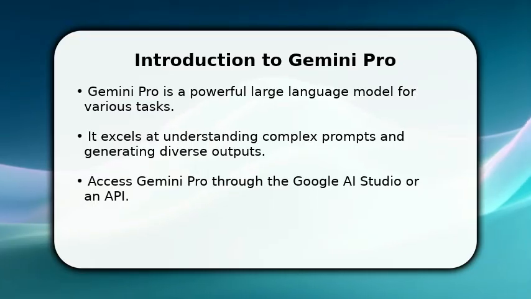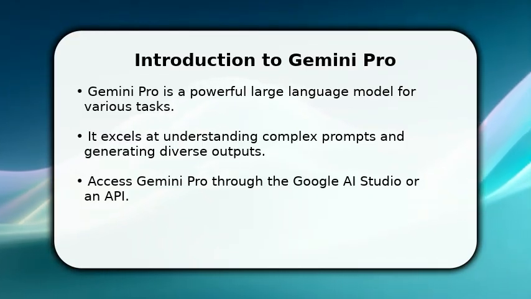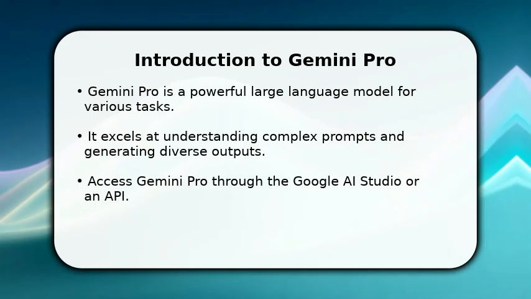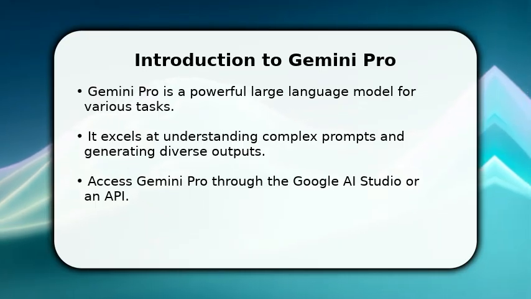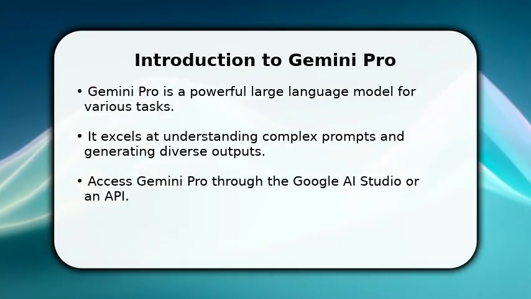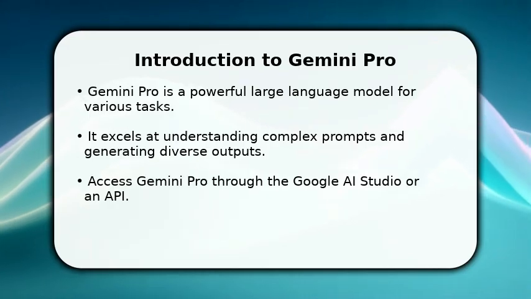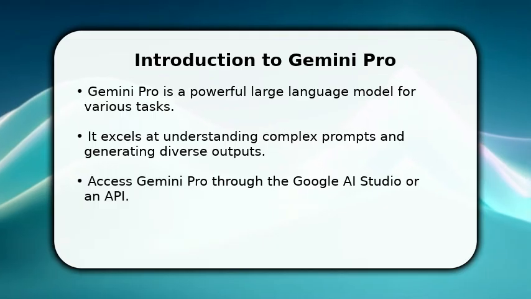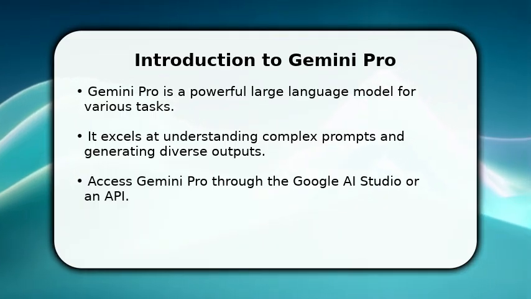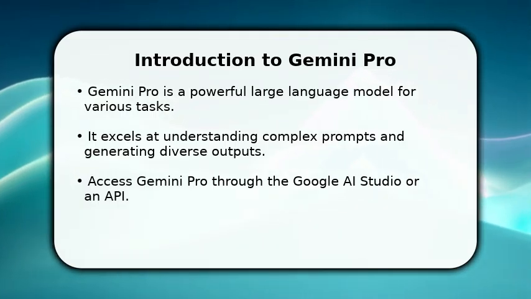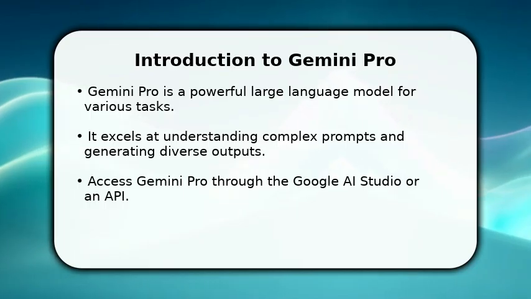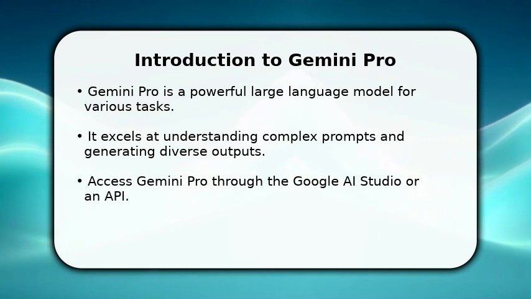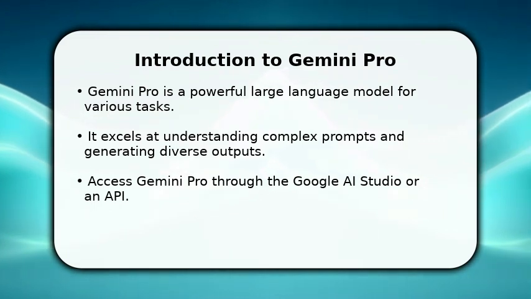In this video, I will explain how to use Gemini Pro. Gemini Pro is a highly capable large language model designed for a wide range of applications. It can understand intricate instructions and produce creative, relevant responses. You can easily access its power through the Google AI Studio, a user-friendly web interface, or integrate it directly into your applications using its robust API. This flexibility allows for seamless integration into many workflows.